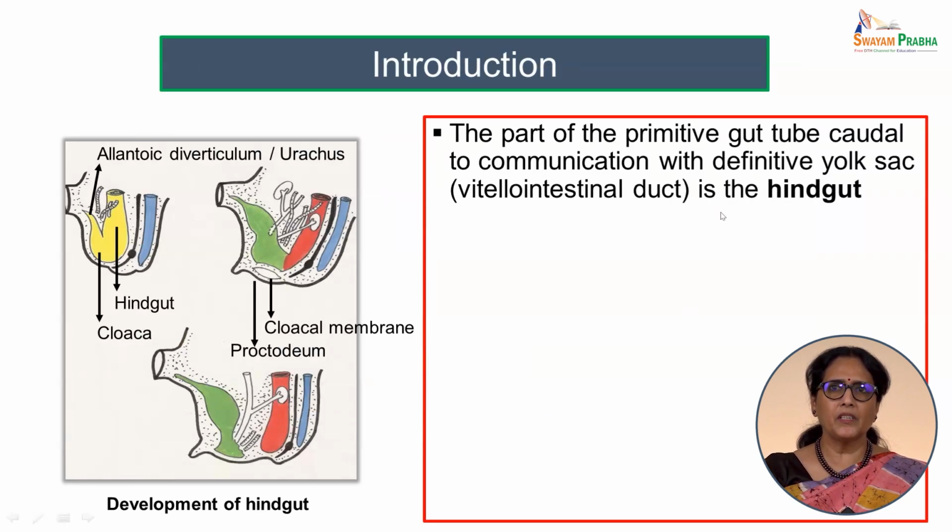The part of the primitive gut tube which is caudal to the communication with the definitive yolk sac is the hindgut. In this illustration, you can see the hindgut. This is the connecting stalk which later develops into the umbilical cord. The vitellointestinal duct passes through the connecting stalk and connects the primitive gut tube to the yolk sac. So, the part of the gut tube that is caudal to this communication is called as the hindgut.